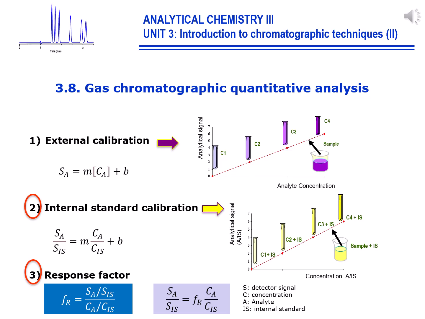But it's more frequent the use of an internal standard calibration in gas chromatography. In such a case, the linear plot represents the ratio of analyte areas to those of the internal standard versus the ratio of analyte and internal standard concentration. We get the equation in the slide.